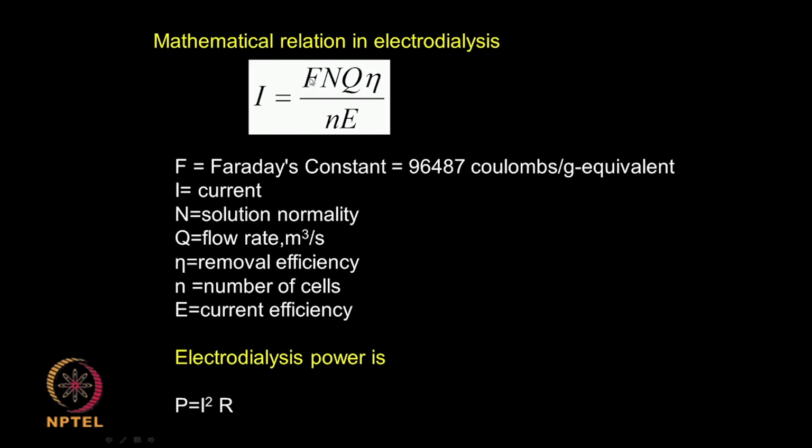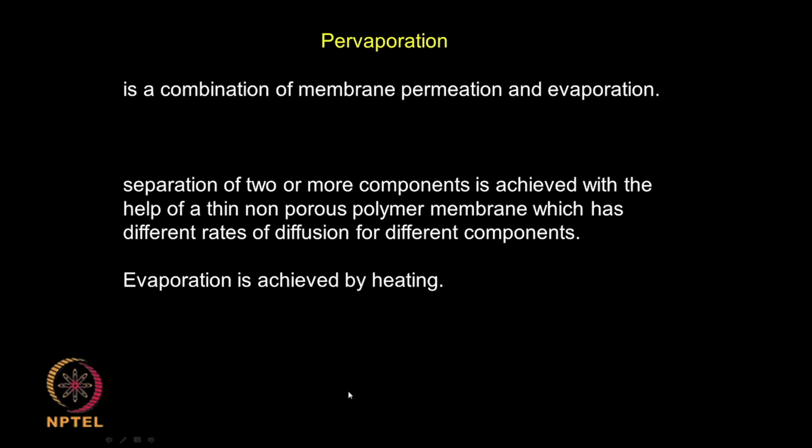I, the current, is equal to F, the Faraday constant, times N, the solution normality, times Q, the flow rate, times eta, the removal efficiency, divided by N, the number of cells, times E, the current efficiency. So, the current can be calculated using the Faraday constant, solution normality, the flow rate, number of cells and current efficiency. The electrodialysis power is given by power is equal to I square R. So, if the resistance is very high, the power requirement also will be very high.